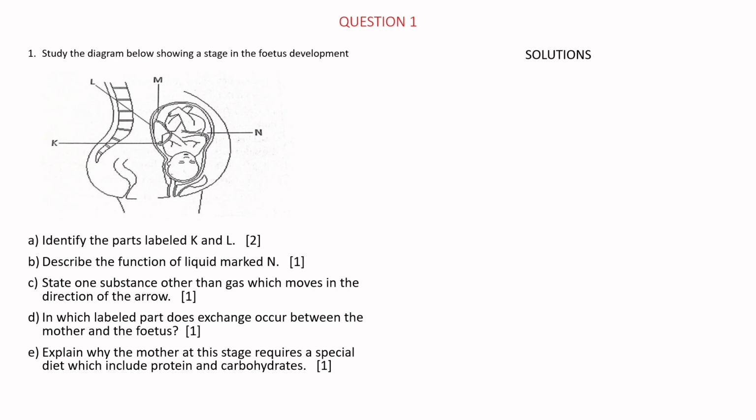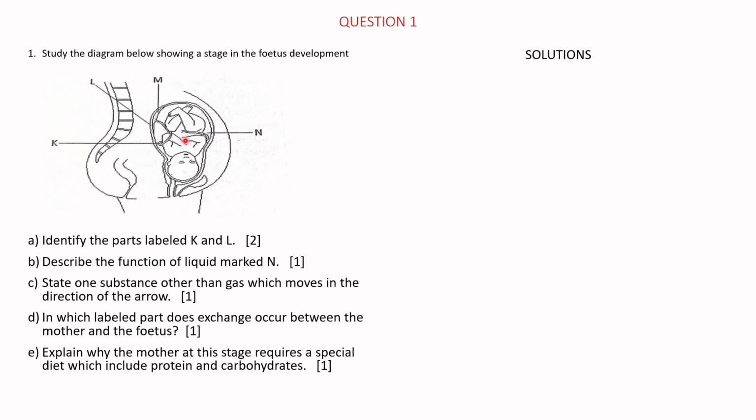So now we answer exam past paper questions based on what I have explained in the previous unit. So you can pause the video, try to answer the questions, and then you can compare the answers. The first question: study the diagram below showing a stage in the fetus development. Question A: identify the part labeled K and L.